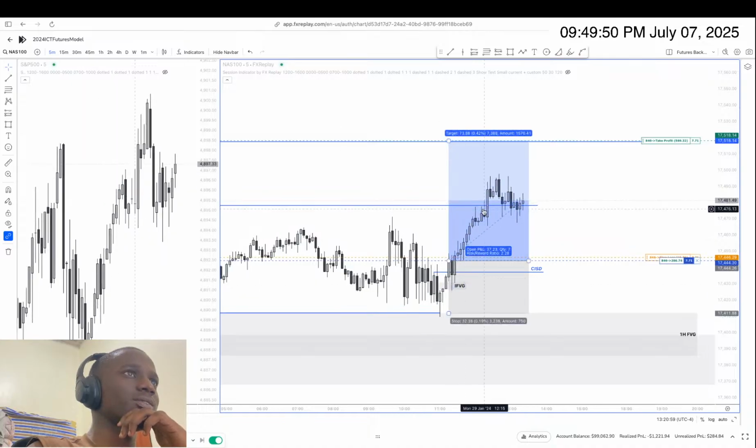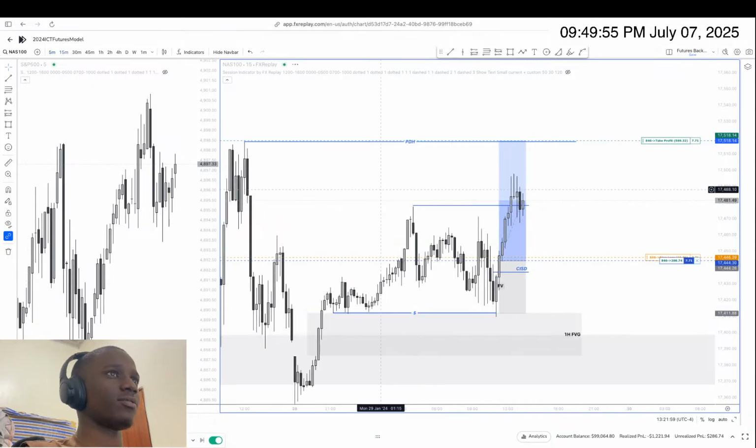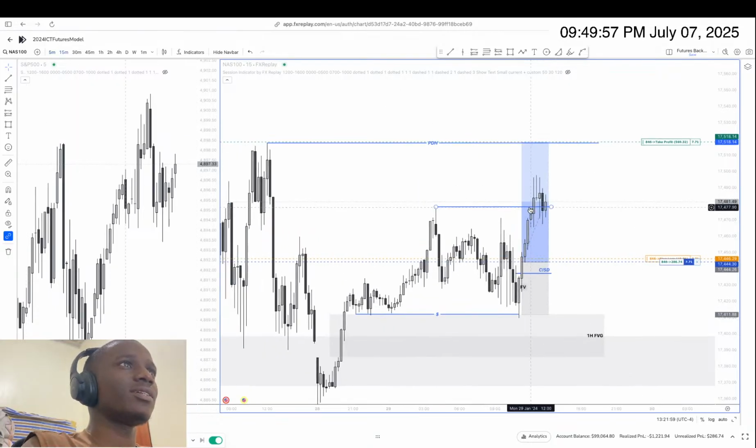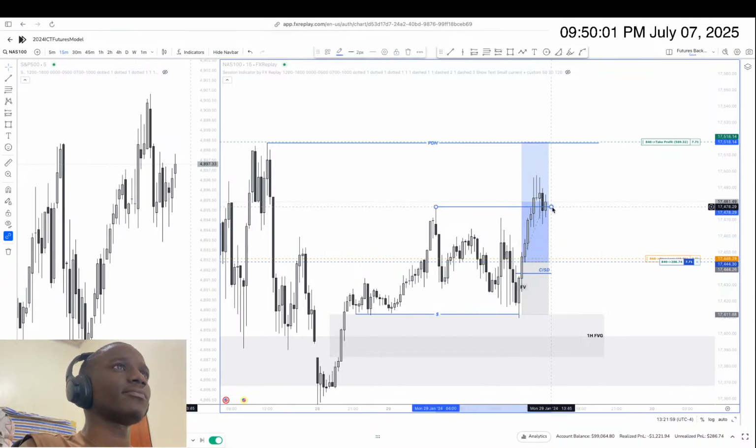So price is consolidating somewhere here. You can see that it's not looking good. And on the 15-minute, we're still on this gap here. Let's hold it and see.